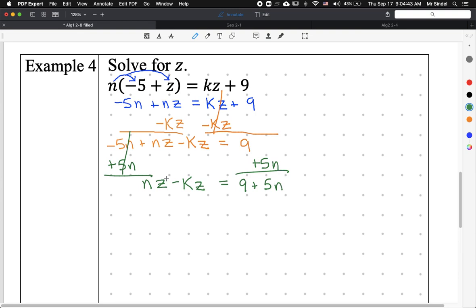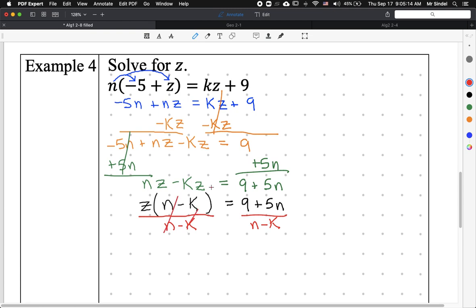All right, I have two z's, and I want to only have one z, so I'm going to factor out a z. What's left over is an n minus k. The right-hand side hasn't changed yet. I still have 9 plus 5n. From here, I need to divide both sides by whatever's being multiplied by a z. In this case, it's this n minus k, which again just represents some number. It might be 7, who knows. But I'm going to divide both sides by n minus k.